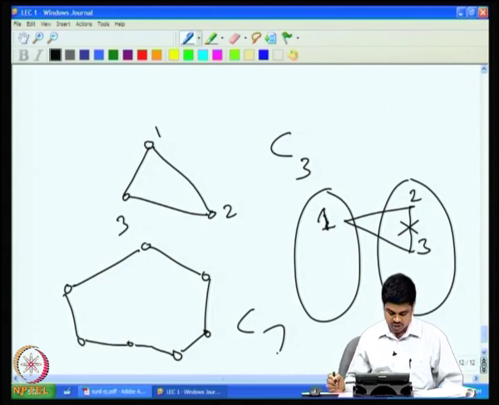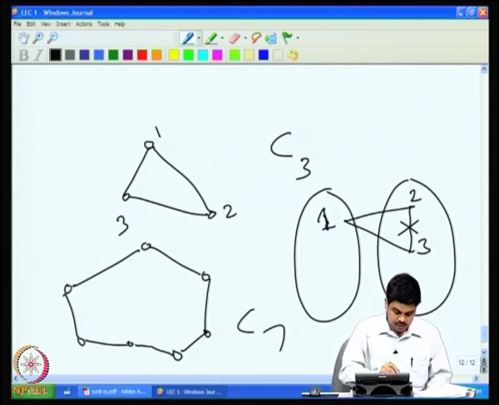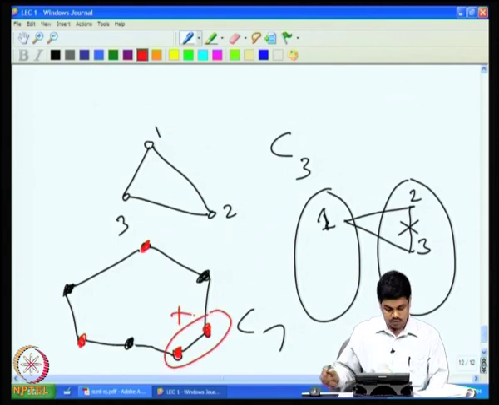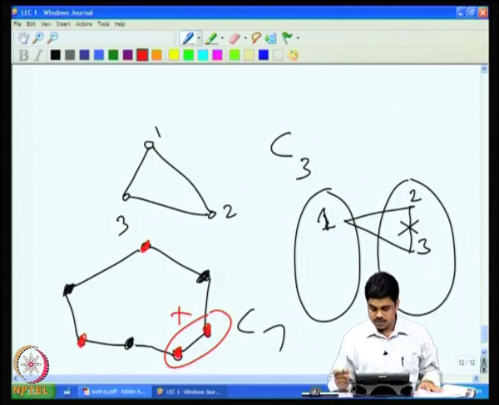Can this be placed like this? So, it is not possible. For instance, if I place it in the first part, then I will have to place this and this in the other part, and then I will have to place this in the first part, and then I will have to place this in the red part. This also has to be in the red part, and there is an edge between these two red parts. So, therefore, this cannot be a bipartite graph. So, this is what a bipartite graph is.